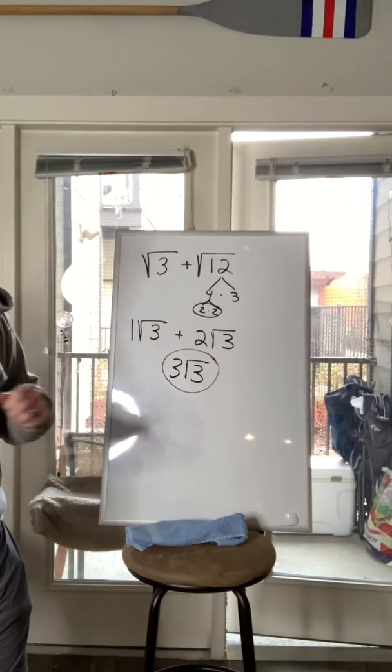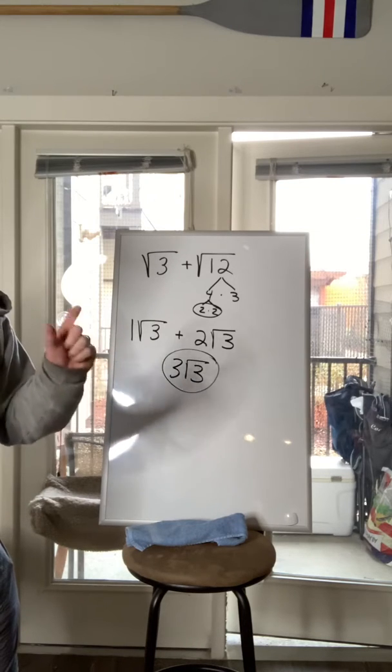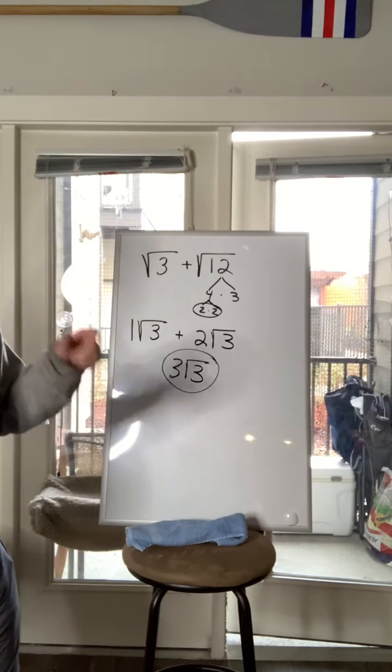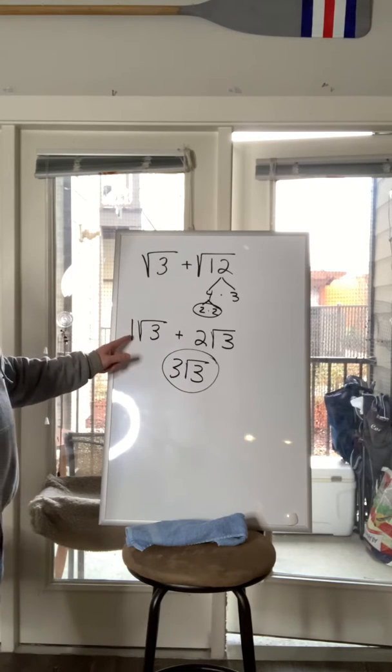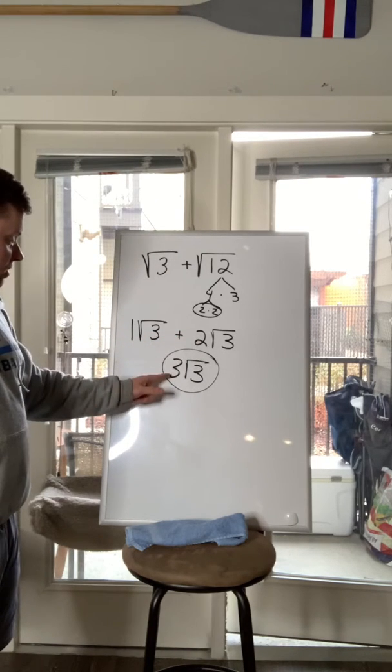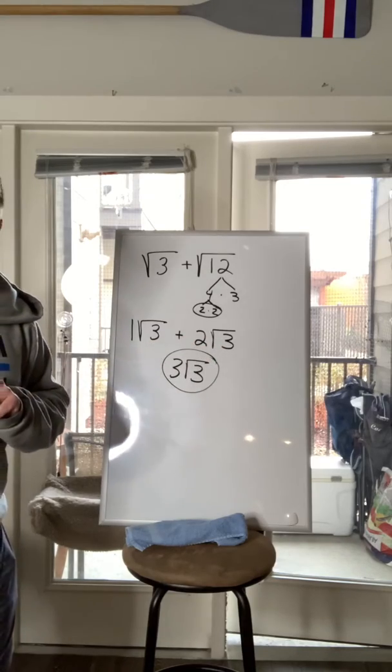Okay? So when you're adding square roots, it's a lot like working with variables. You need like terms when you're working with variables. You need like roots when you're working with square roots. And just like with variables, you add the coefficients and the root stays the exact same. Okay? Let's do a couple more.